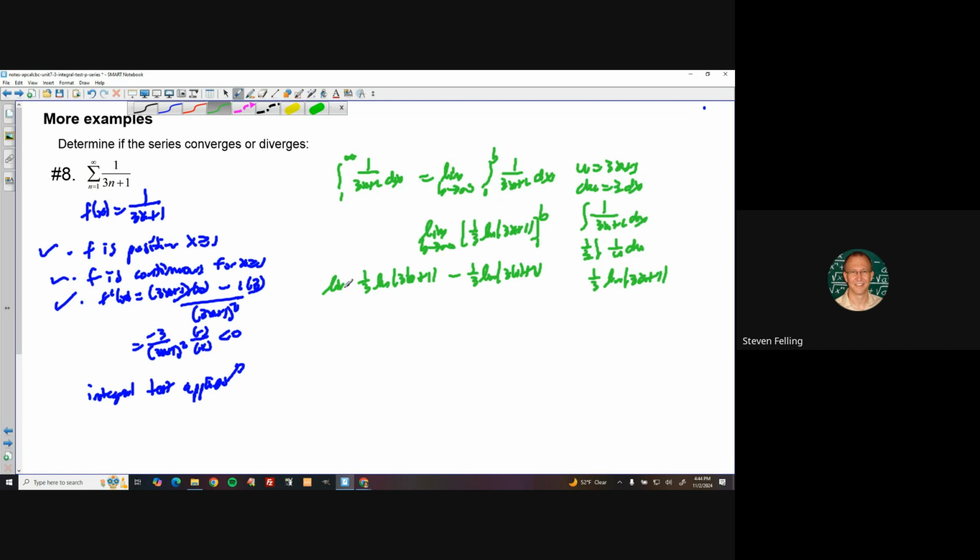And this one requires the limit. So as b goes to infinity, this goes to infinity, which means the natural log goes to infinity. That means that the integral is diverging. The integral diverges, and therefore the series from n equals 1 to infinity of 1 over 3n plus 1 also diverges by the integral test.